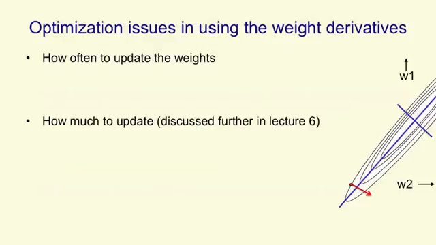So optimization issues are about how you use the weight derivatives. The first question is, how often should you update the weights? We could try updating the weights after each training case. So you compute the error derivatives on a training case using backpropagation, and then you make a small change to the weights. Obviously this is going to zigzag around because on each training case you'll get different error derivatives. But on average, if we make the weight changes small enough, it'll go in the right direction.